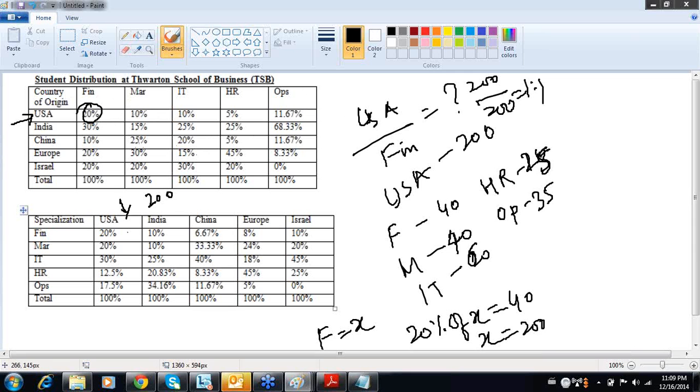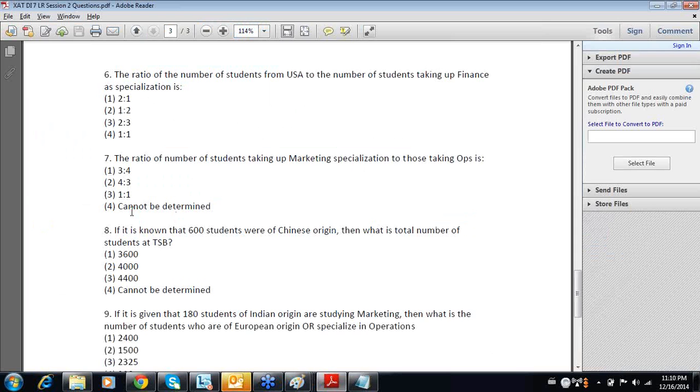Because in USA it is given according to the country of origin here and country of origin for ops, but we don't have a cross data between these two tables. So marketing and ops, if we want to calculate, we don't have any data. So we'll go ahead and mark option number 4, cannot be determined.